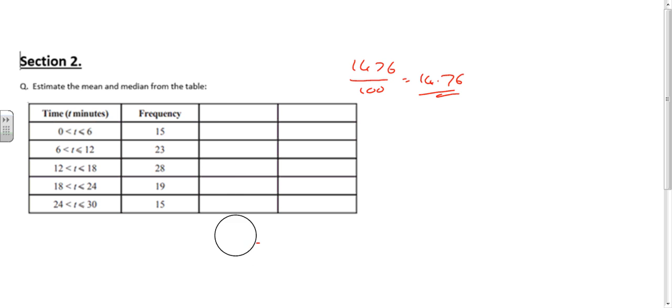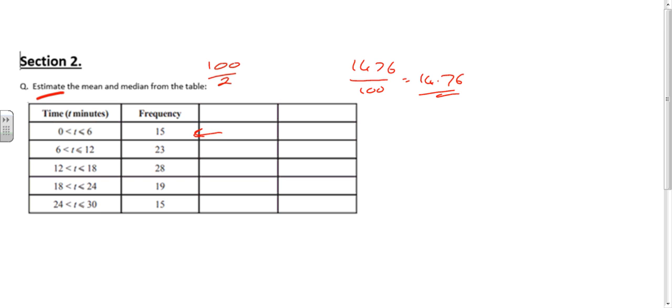The next thing we've got to do is find where the median is. Because it's estimates, we don't need to add 1 and divide by 2. We just do 100 divided by 2. So that's going to be 50. So I've got to find where the 50th person is.